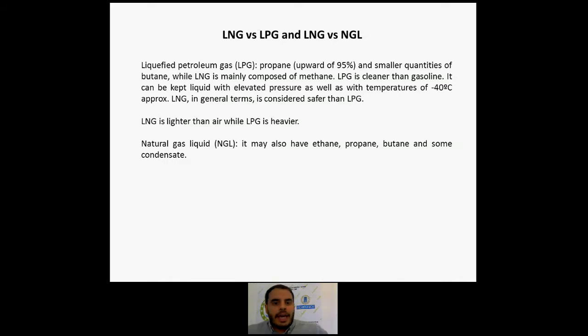On the other hand, LPG can be maintained as a liquid by means of elevated pressure alone, or by chilling to temperatures of around minus 40 degrees Celsius. On the other hand, it is not possible to liquefy natural gas, which is methane, at ambient temperature, even at elevated pressure. That's the main difference.